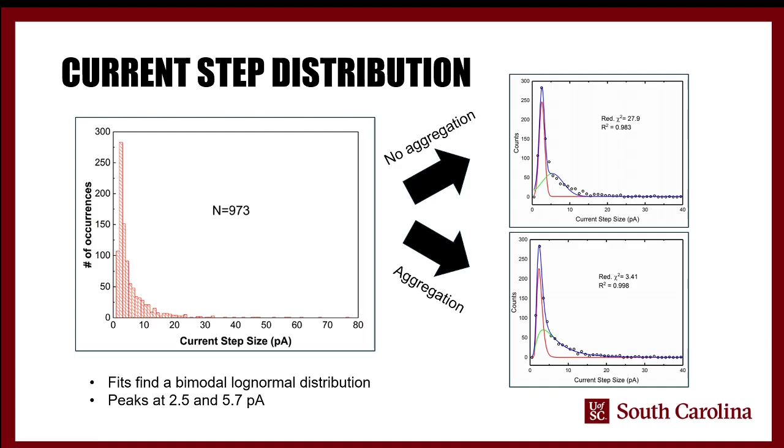So what we find is actually that there's a bimodal log normal distribution. There are peaks at 2.5 and 5.7 picoamps. And it's interesting to note that was true for both the Gaussian and the log normal distributions. So even though the Gaussian didn't fit it as well, the peak positions were the same, which was interesting.